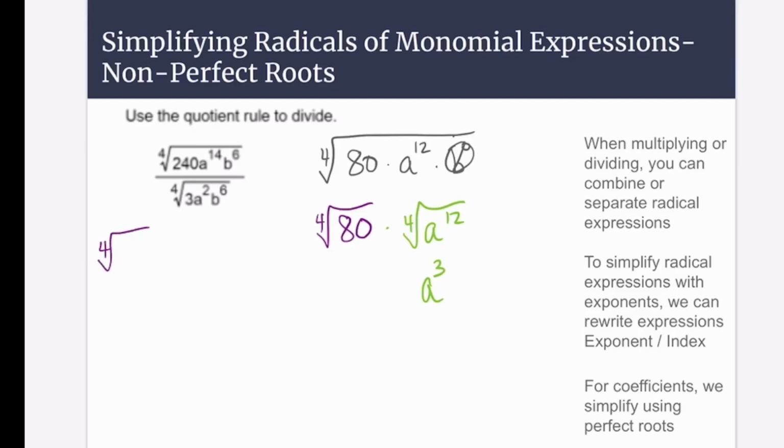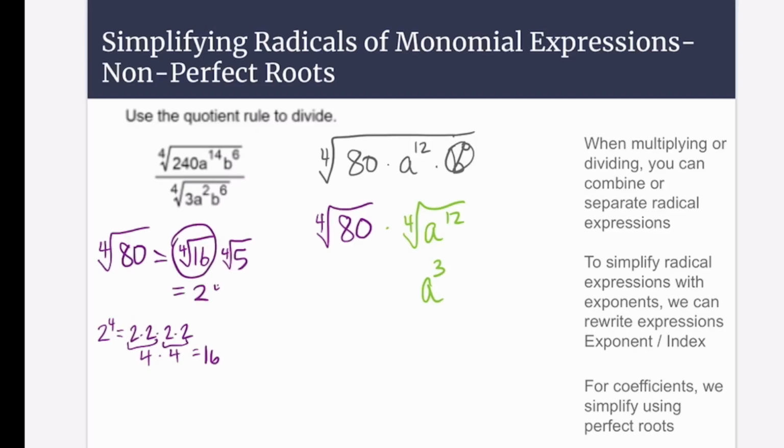Now the 4th root of 80, I'm looking for a 4th root. So I need to know my perfect fourths. I'm just going to start with 2 to the 4th power. 2 times 2 times 2 times 2. 4 times 4 is 16. 16 is actually a factor of 80. The fourth root of 16 is 2. So that's how we would simplify the radical 80. So we'd have 2 and the fourth root of 5.